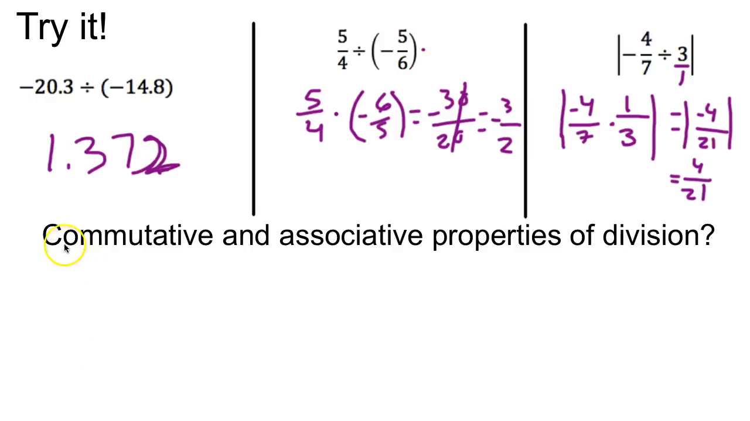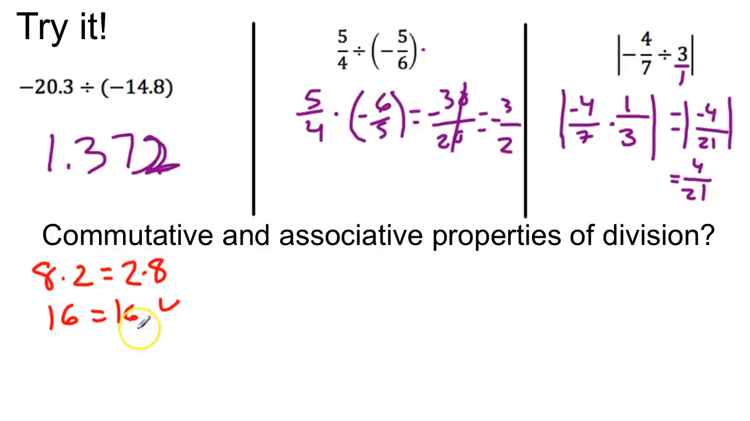So let's check if the commutative and associative properties work for division. If you remember the commutative, that's you can change around the order in multiplication. If we did 8 times 2, that's the same as 2 times 8, right? This is 16.